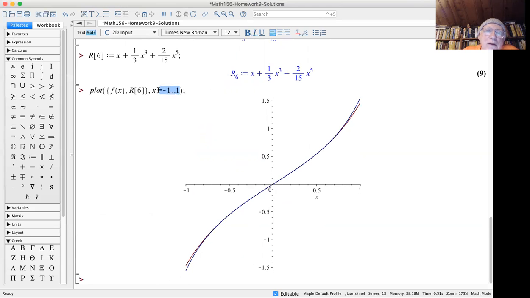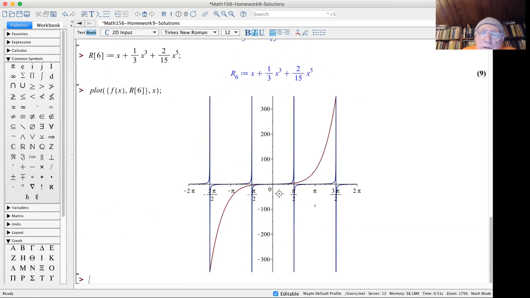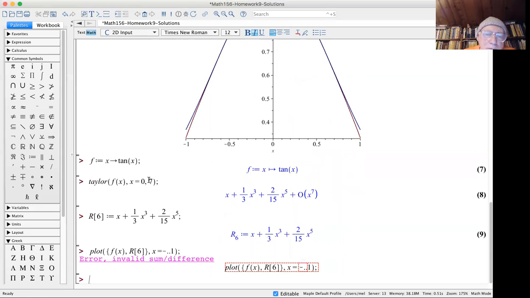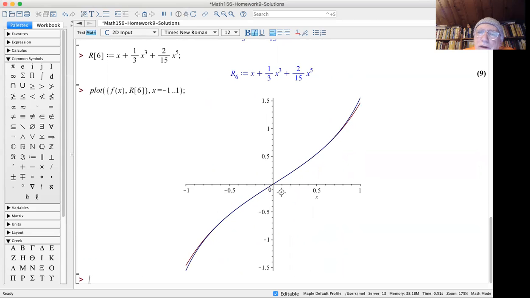Let's just do an experiment. Yeah. So when I graph it like this, you can see the blue is the tangent, and the red is this polynomial. Oops. So the blue is the tangent, the red's the polynomial, and near 0, they're almost identical. That's very nice.